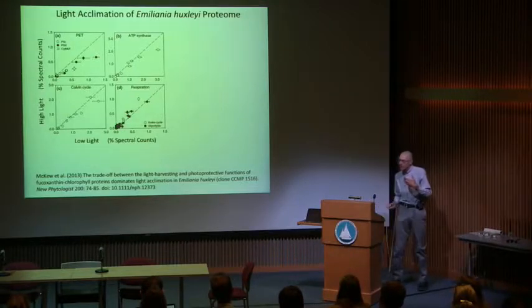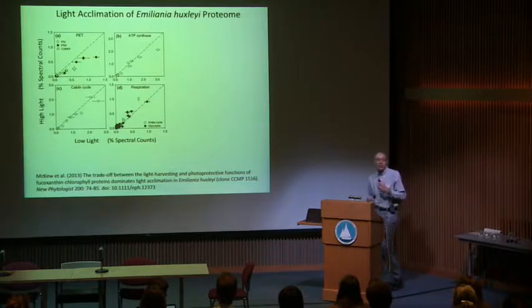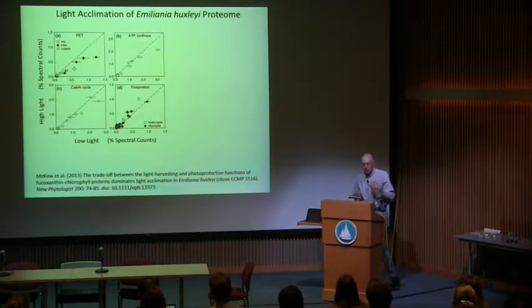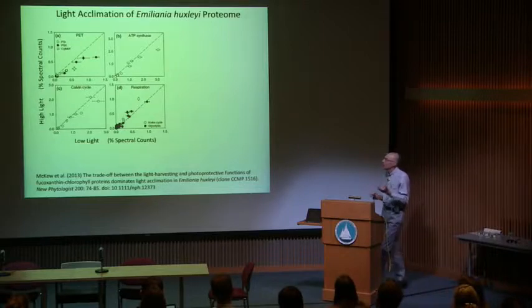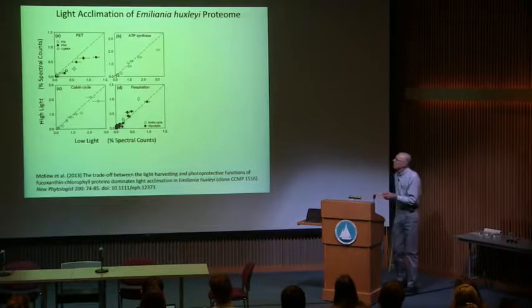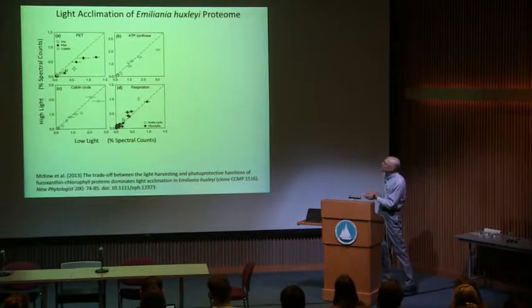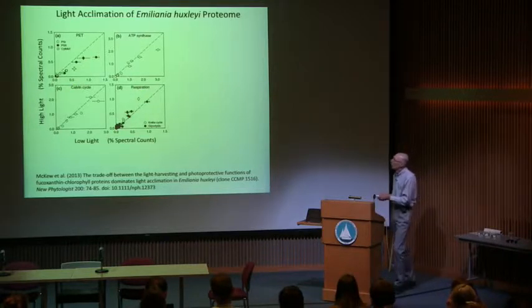We then asked, how is the proteome of this organism responding to these changes in environmental conditions? And we used a non-targeted approach, came up with over 1,000 proteins that could be identified. And I'm only going to look here at some of the photosynthetic proteins. And what I've done in this figure is to break it up into several components. So the photosynthetic electron transfer chain, the chloroplast ATP synthase, Calvin cycle enzymes, some enzymes involved in respiration.